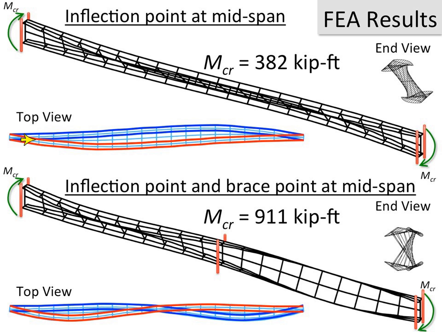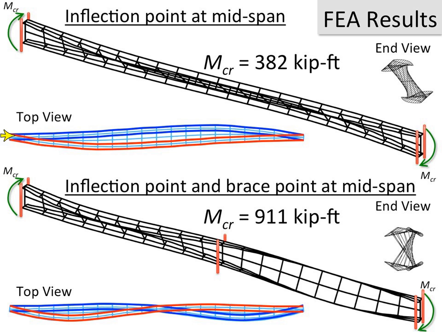And if you take a look here, the red is the top flange, and the blue is the bottom flange in the top view. It's kind of interesting to try to visualize the deformed shape in your brain. But again, we have an inflection point at midpoint. If we apply a brace at that midpoint and then do our buckling analysis, then things get very interesting.